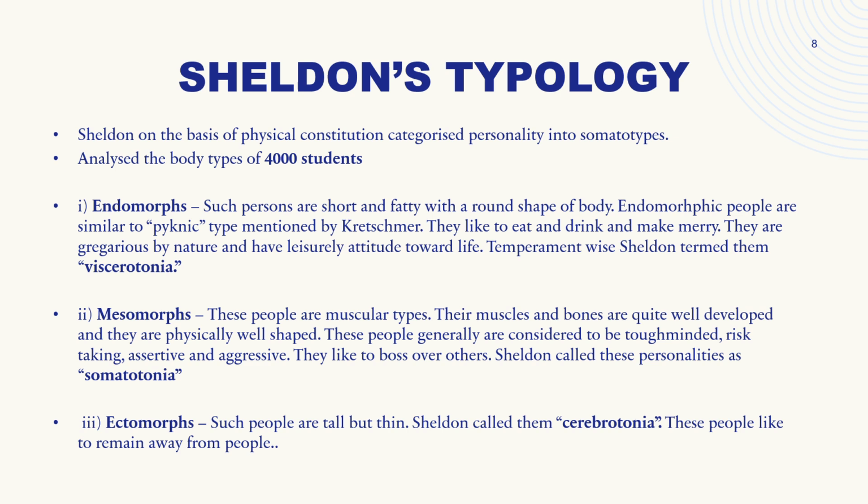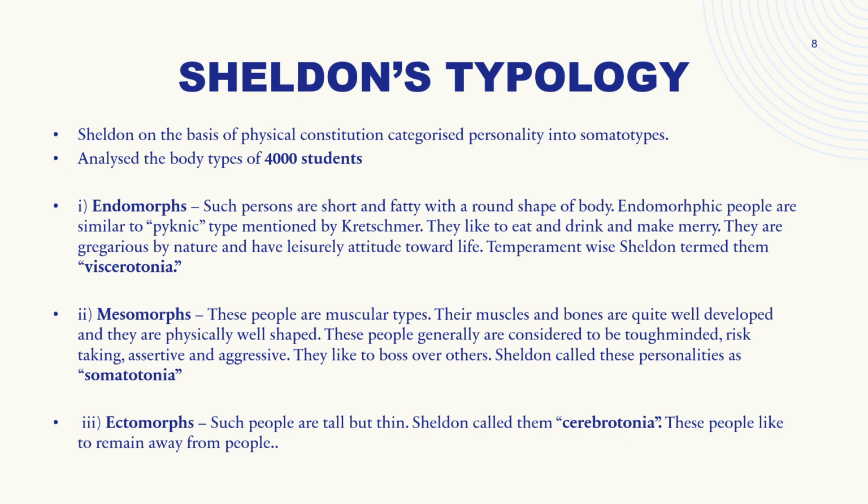Finally, coming to the third one, ectomorphs. Ectomorphs are tall but thin. Sheldon called them cerebrotonia, that is brainy people. He called them brainy. They are people who think more, introverted. They reflect on themselves. They like working alone. Those type of people Sheldon addressed as ectomorphs.